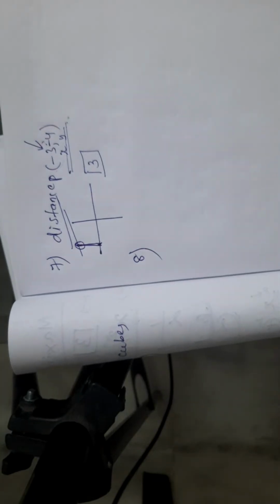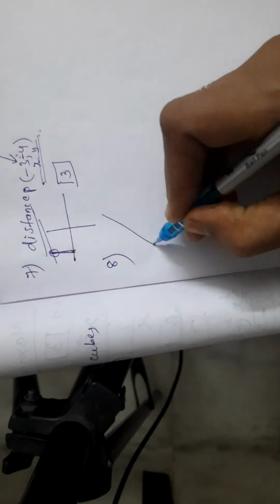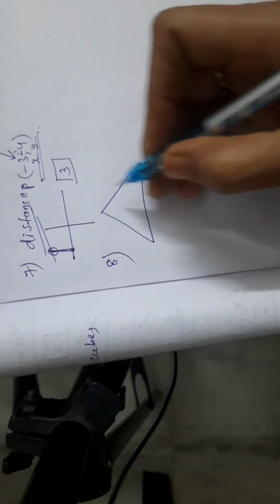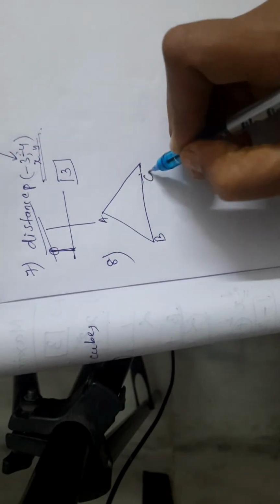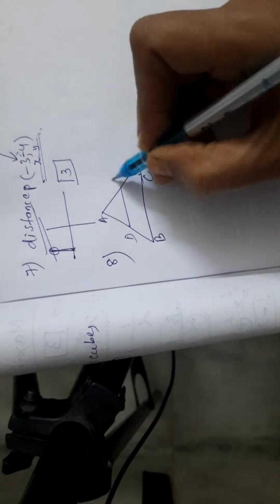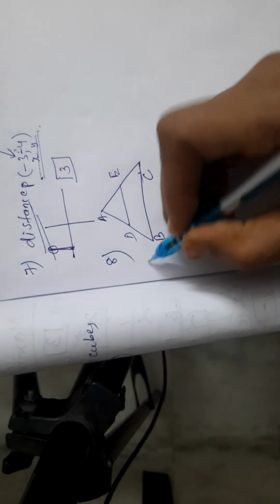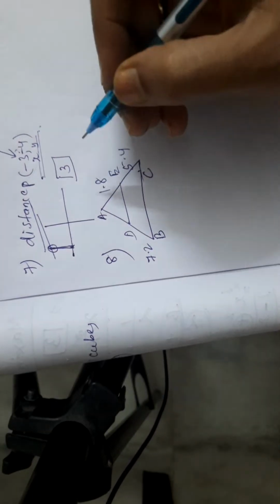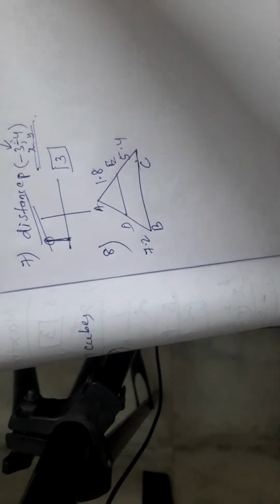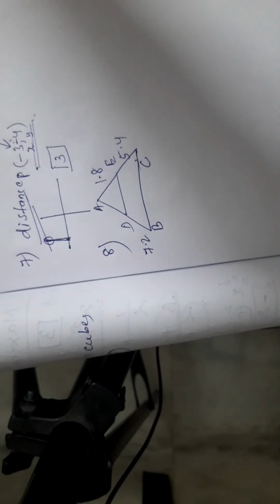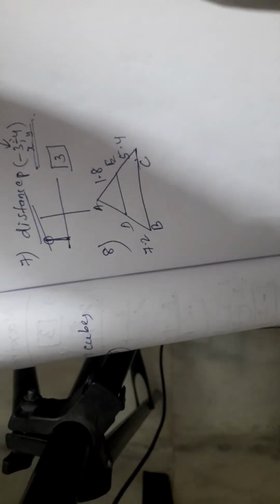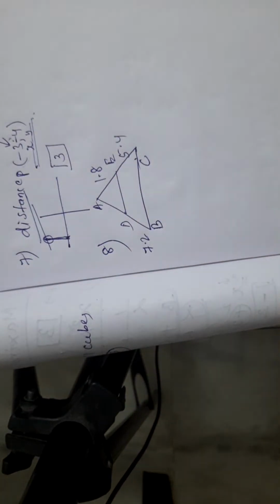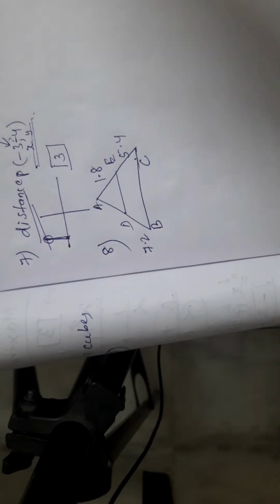Now the next question, here the question is from triangles. ABC is a triangle where D and E are points on the sides. It's given 7.2, 5.4, 1.8, and DE is parallel to BC is given. We need to find AD. So this is the question mark. All is given in centimeter.